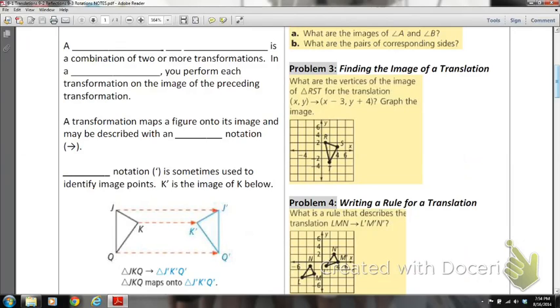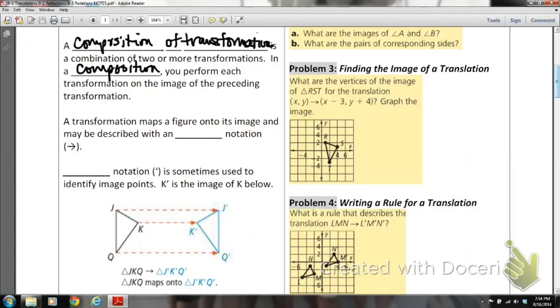The next definition is a composition of transformations. And that's just a combination of 2 or more transformations. It could be a translation followed by a reflection, or a reflection followed by a rotation. The only thing that's important to note there is that when you do have a composition, you have to perform each transformation on the image of the preceding transformation. So you just do one transformation, complete it before you do the second one that follows it.